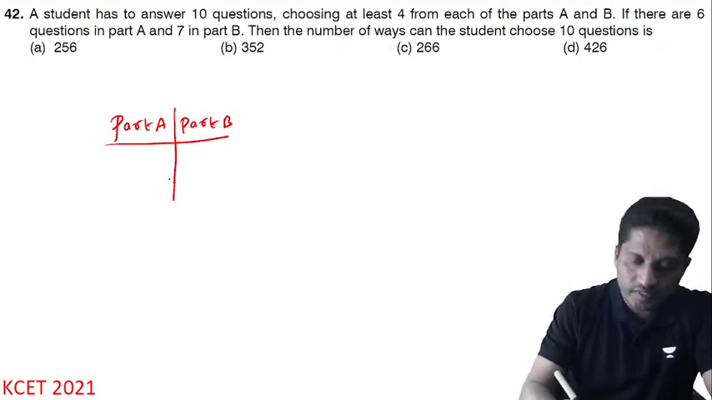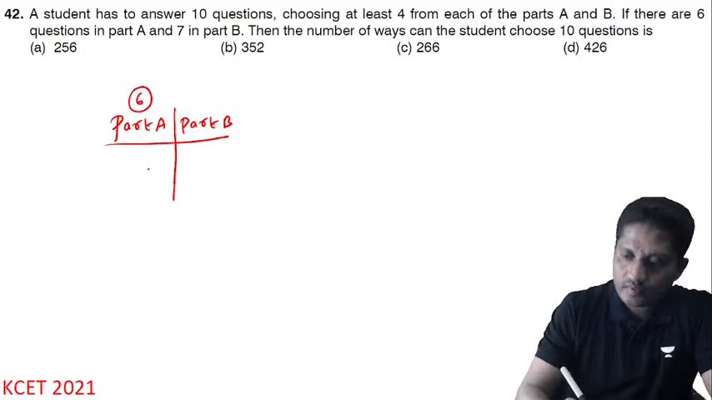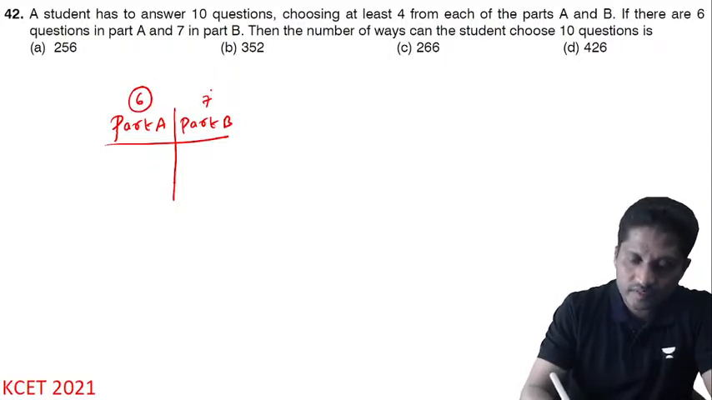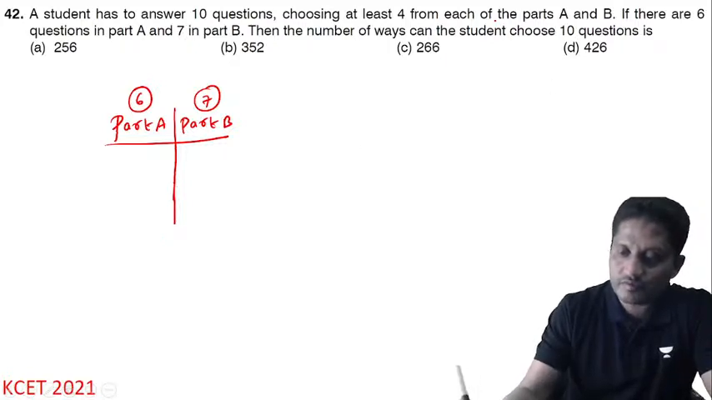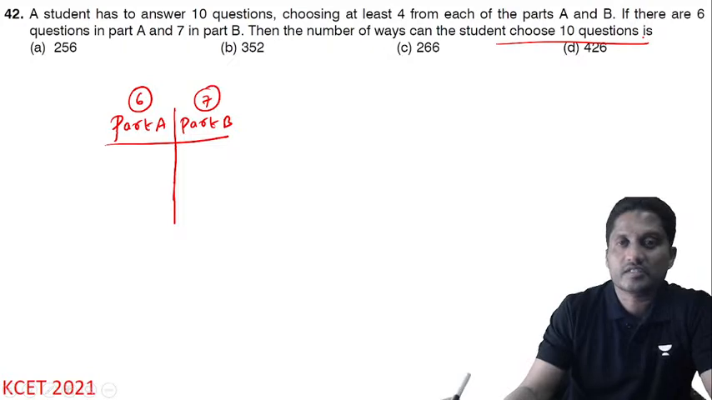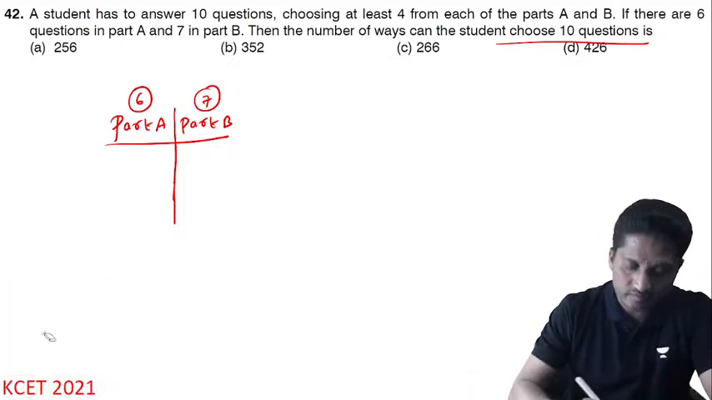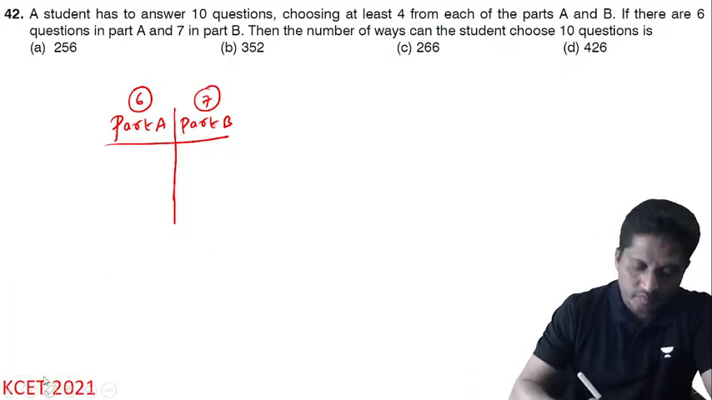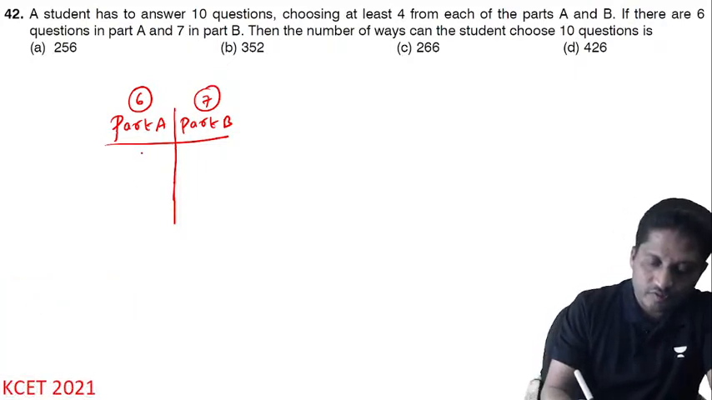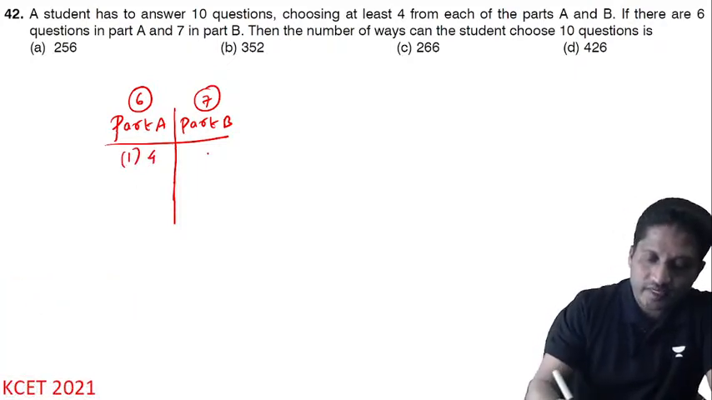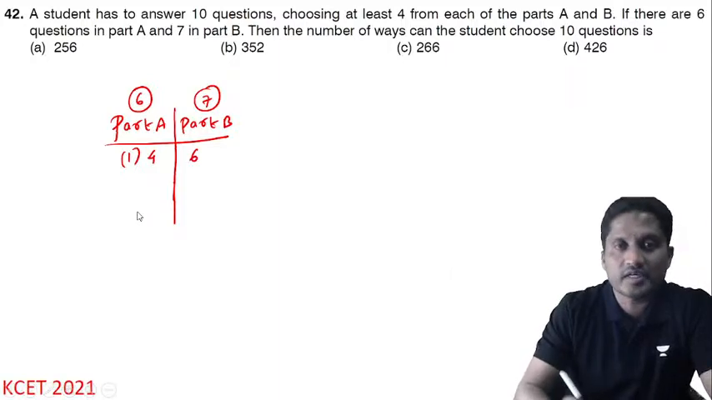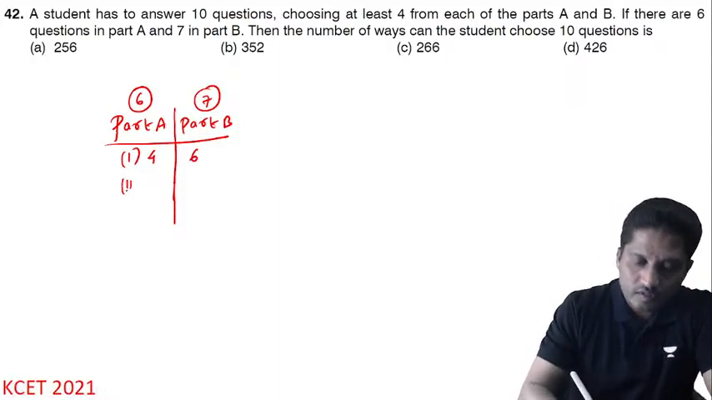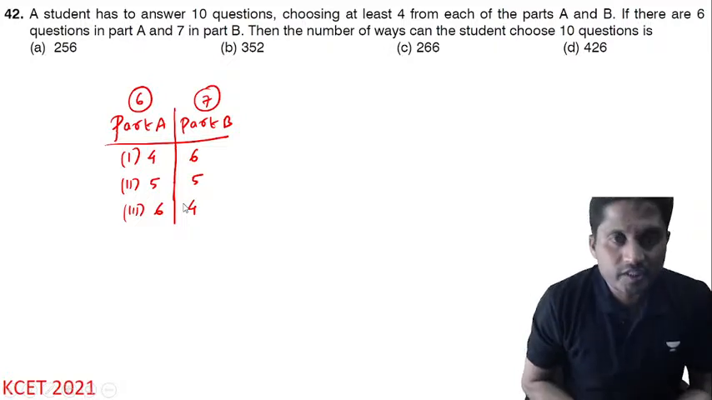There are 6 questions in part A and 7 questions in part B. Then the number of ways that a student can choose 10 questions, he has to choose at least 4 from each part. So this means that if he chooses 4 from part A, it should be 6 from part B, total 10. Or this is 5 and 5, or it can be 6 and 4. Okay, at least 4 from each part.